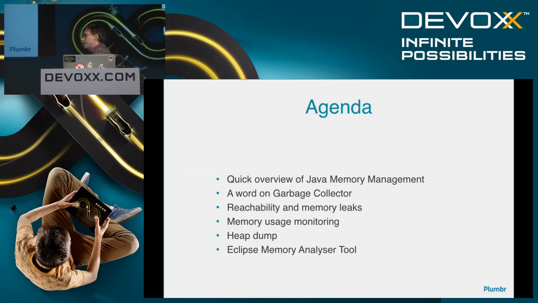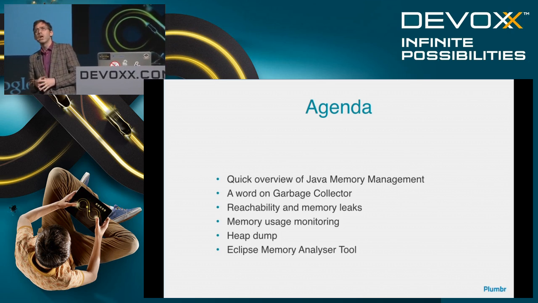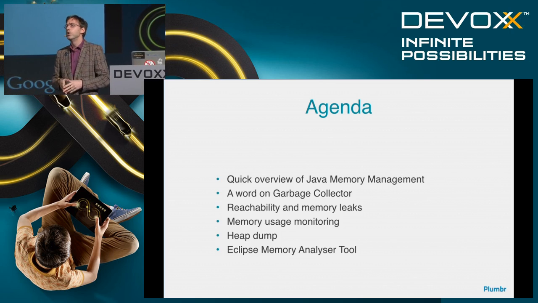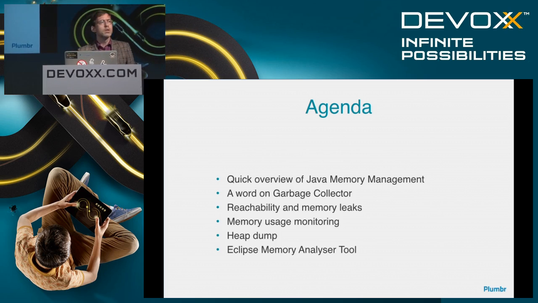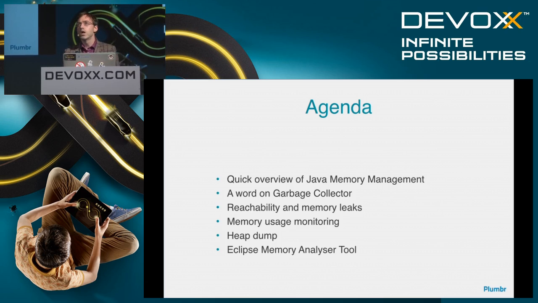What will I talk about today mostly? First of all, I will make a quick overview of Java memory management, just in case we have forgotten some basic details. I will talk a little bit about how the garbage collector does its work, what reachability is and why that is important in memory leak handling. I will briefly describe the different memory usage monitoring tools, and the main topic of this talk is in fact heap dumps and how to analyze them and why.